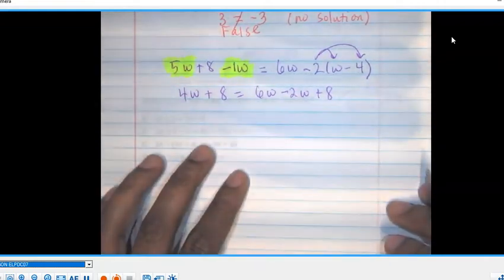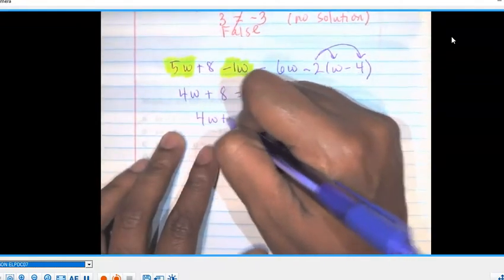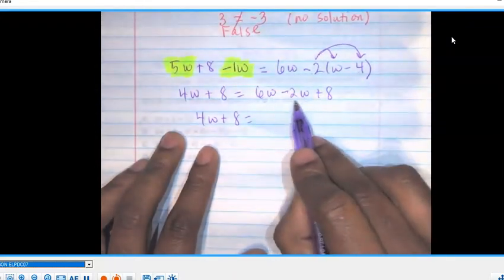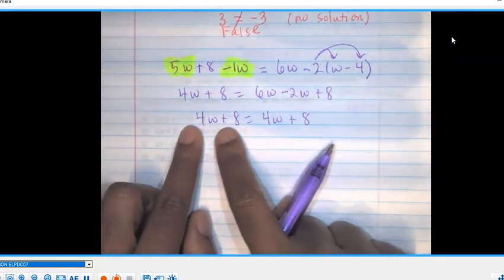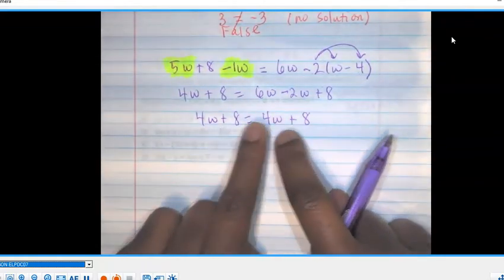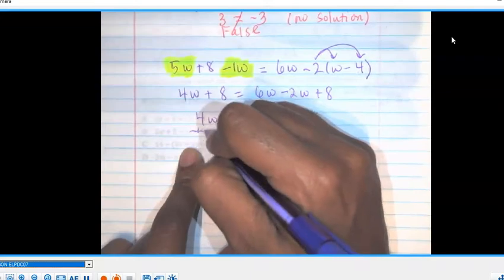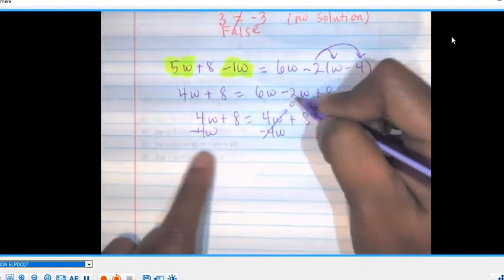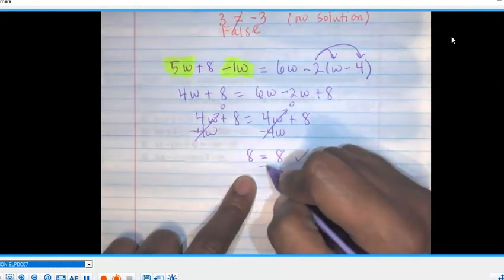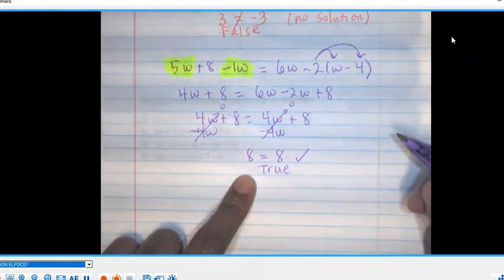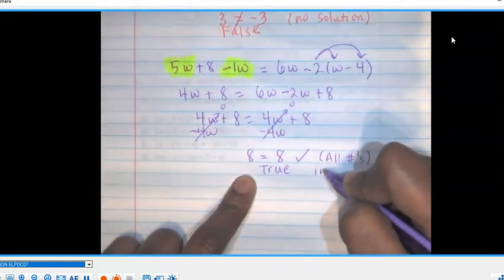Okay, so now I drop down these terms again because there's nothing to do on the left. And then this is 4w when you do your subtraction. And then, wow, look, it's looking like an identity because this side looks just like this side. It's identical, right? So again, just to prove it to you, I'm going to subtract 4w from both sides. That's 0. That's 0. See, 8 equals 8. This is true. So this is all real numbers or infinite solutions.